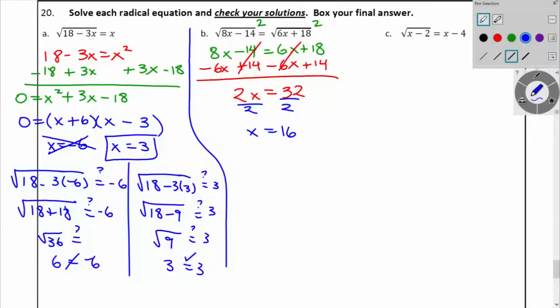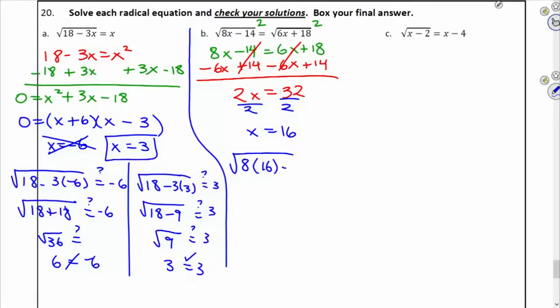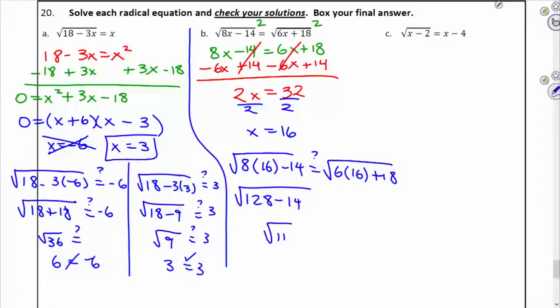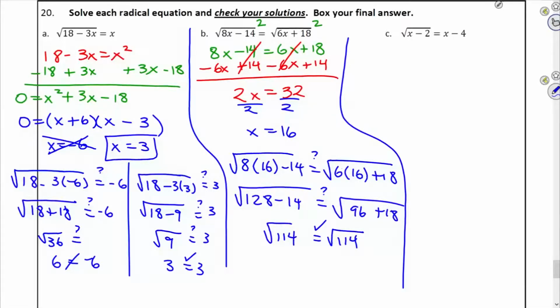So, does that work though? Let me plug it back in to check my answer. 8 times 16 minus 14, is that equal to the square root of 6 times 16 plus 18? Okay, 8 times 16 is 128 minus 14. I get root 114. And 6 times 16 is 96 plus 18 is 114. So those are equal.